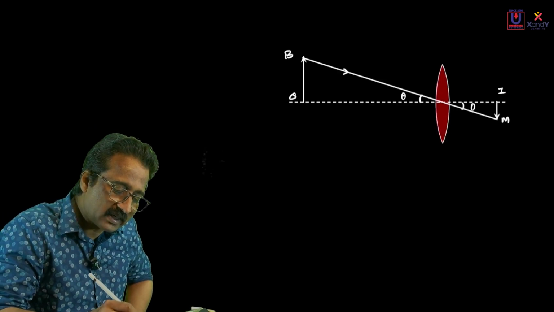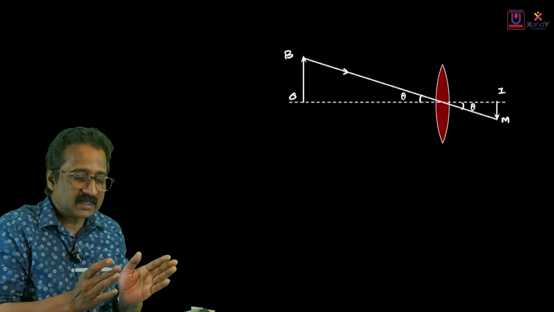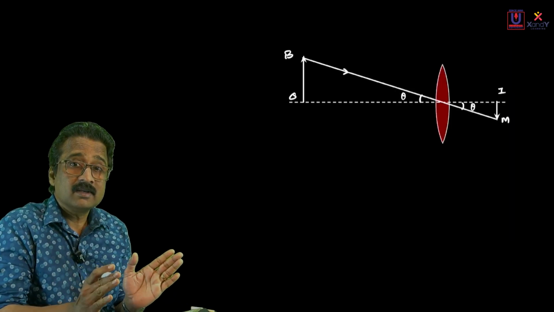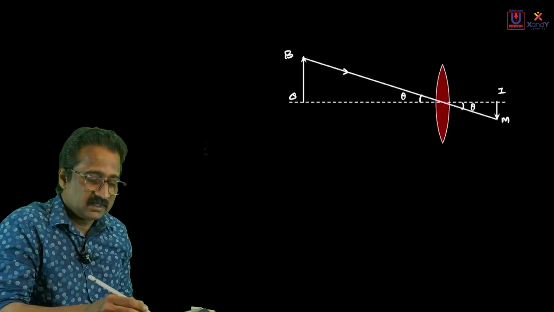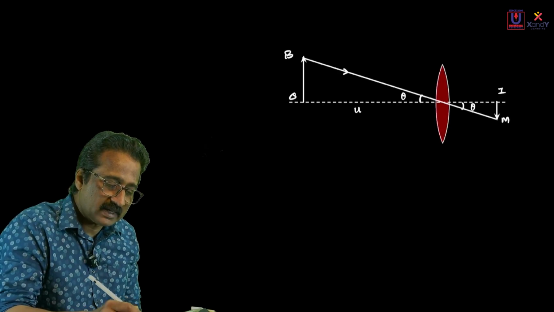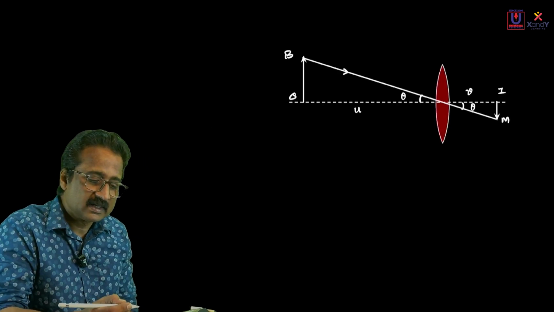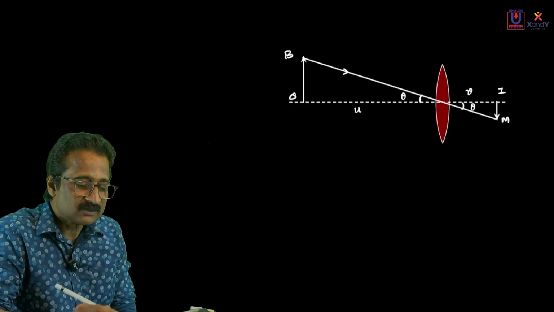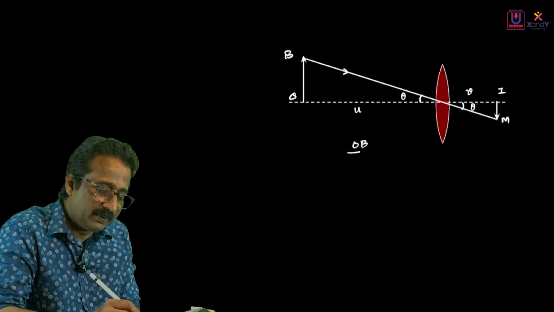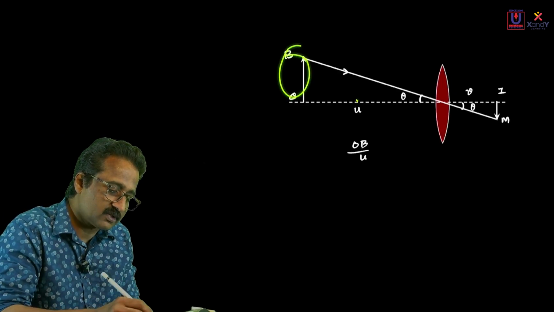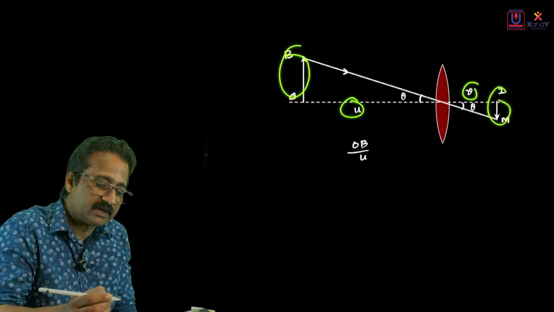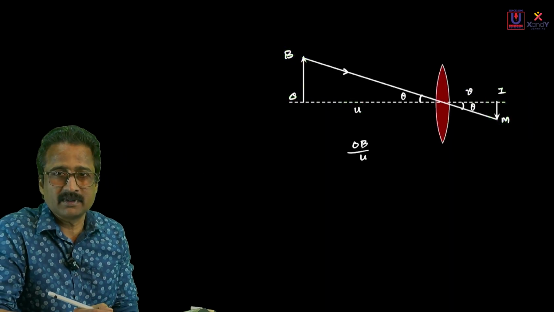So as these two angles are equal, I can say the two triangles you can see in the figure are similar triangles. If you say, for example, this is U and this is V, then certainly the triangles are similar. For example, if you take OB divided by U, this will be equal to IM divided by V. So that logic is applicable here.